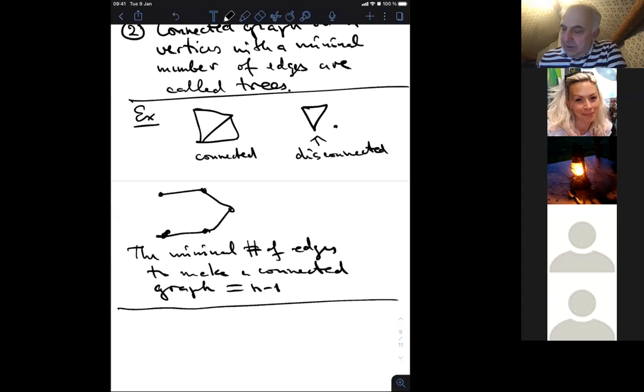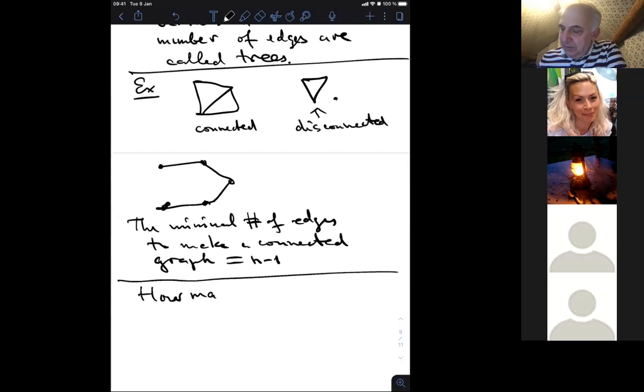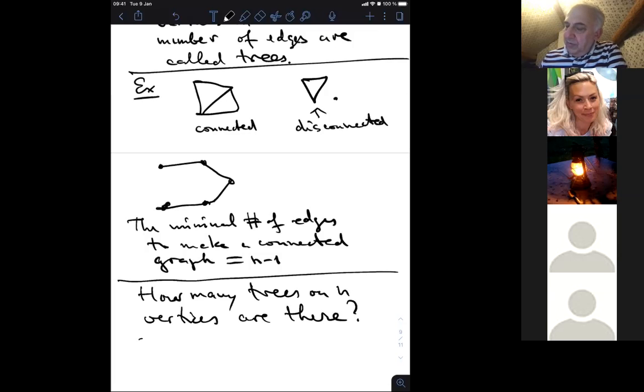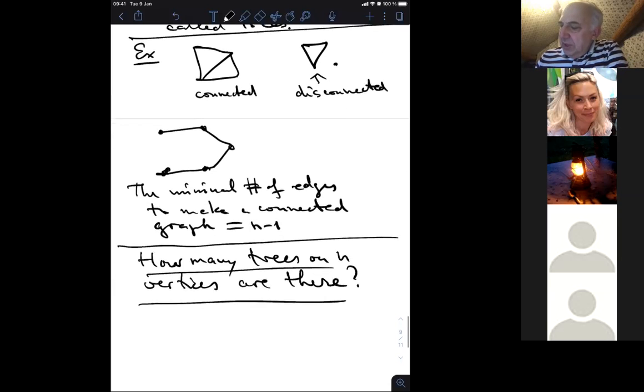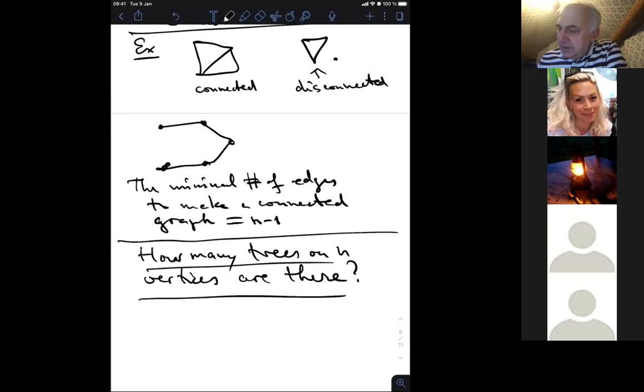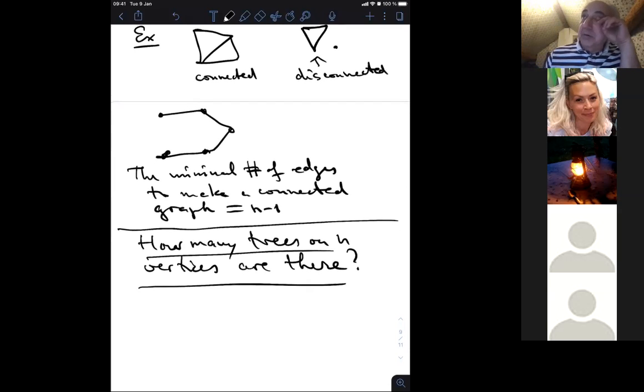So okay, since we're discussing combinatorics, how many trees on n vertices are there? Okay, well, it depends again. If we study them up to isomorphism, the answer probably would not be so nice, although it's a much easier question than calculating the isomorphism classes of all possible graphs. Okay, but let us draw, say, for n equals 5.